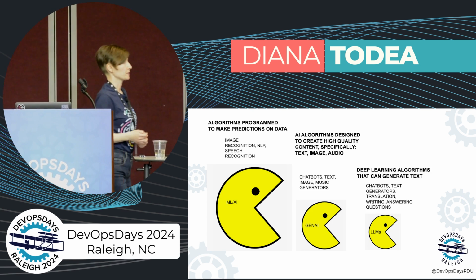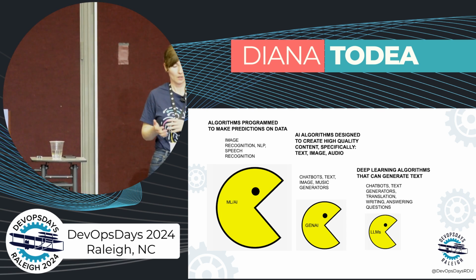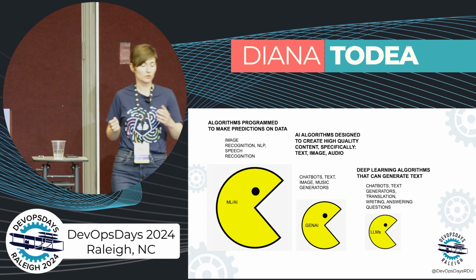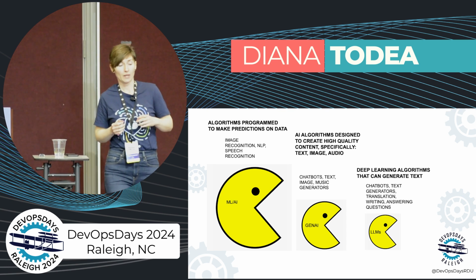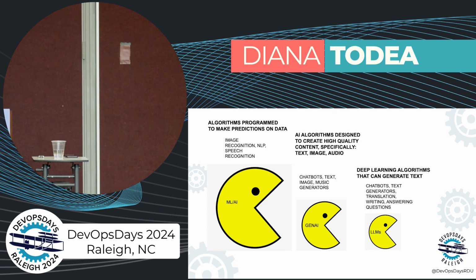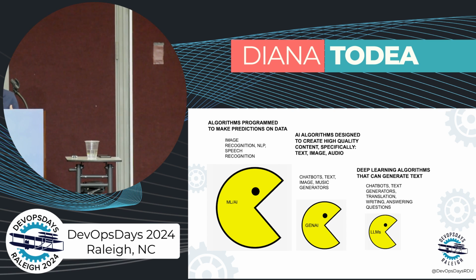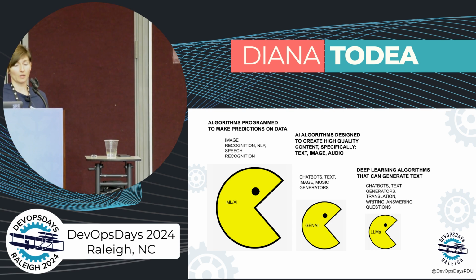So where does GenAI stand in relation to machine learning and LLMs? You are probably already very familiar with these notions by now. GenAI is a subset of machine learning, focused on AI algorithms designed to create high quality content like text, image, and audio. As applications, we have seen a lot like chatbots and text, image, and music generators. What can we do with LLMs? Well, pretty much the same thing. They are focused on deep learning algorithms that can generate text.